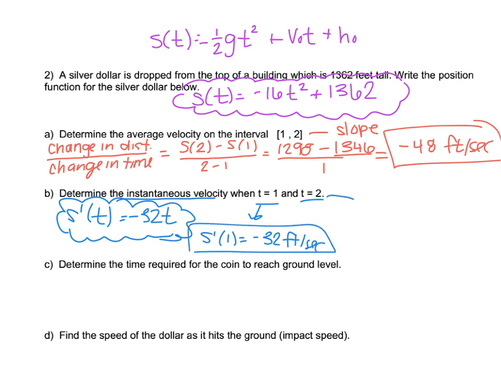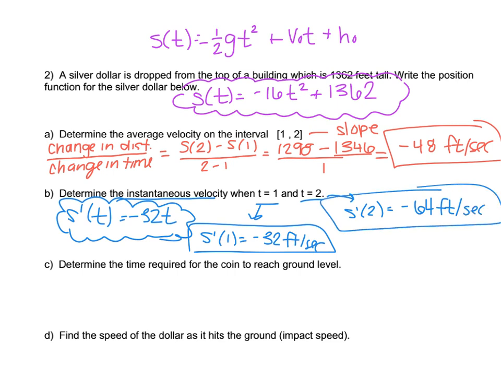The instantaneous velocity at 2 seconds is s prime of 2, which is just negative 32 times 2, so negative 64 feet per second. So that's exactly how fast and the direction the coin is moving at 1 second after you drop it, and then at 2 seconds after you drop it. So again, that kind of gives us an idea of acceleration, because look how quickly that is accelerating from negative 32. Just in 1 second, it jumps to negative 64 feet per second.